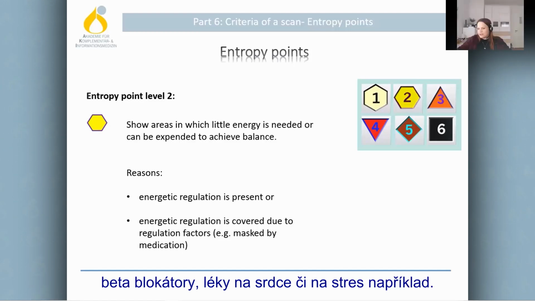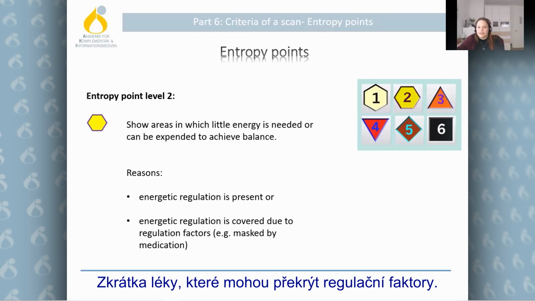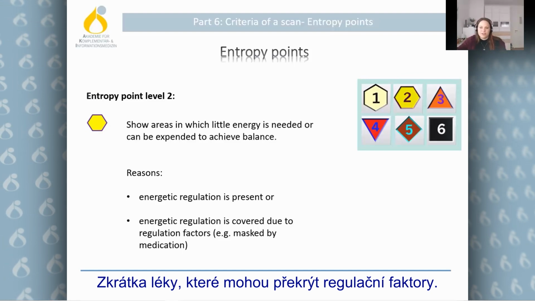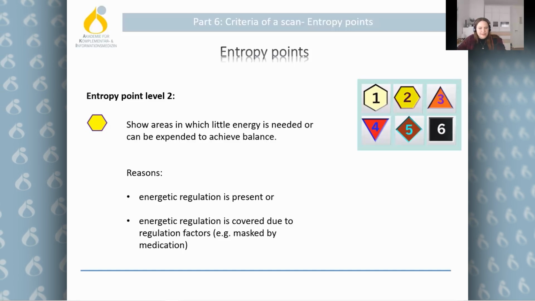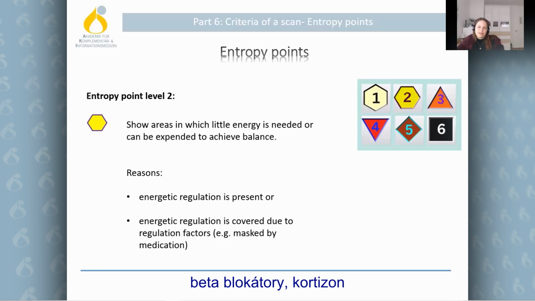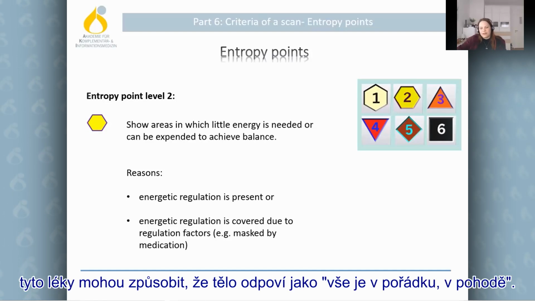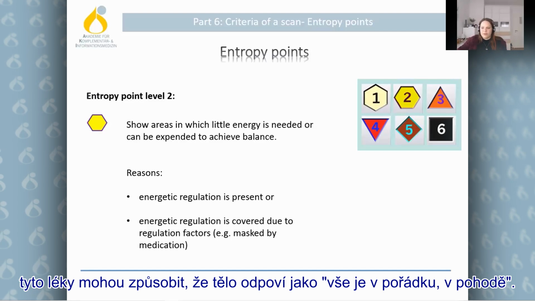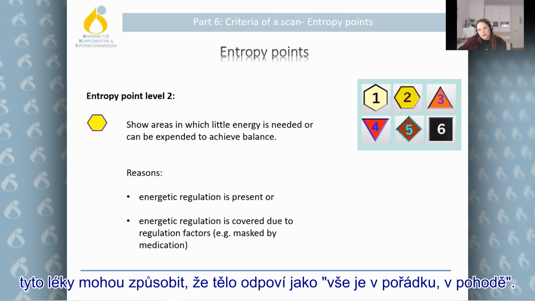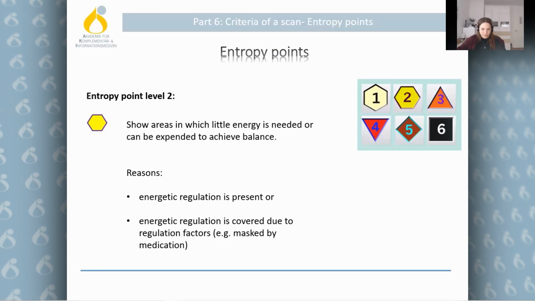Beta blockers, okay, so heart medication or for stress, for example. This can be a medication that can cover the regulatory factors. These medications, like beta blockers and cortisone, give the body the information that everything is okay. Even if it's stressed in the background, these medications give the information that everything is okay, you're totally relaxed, and this is what you see in the entropy points as well.